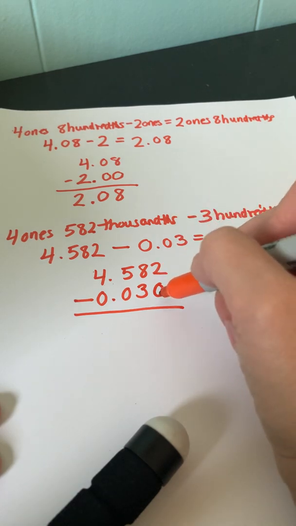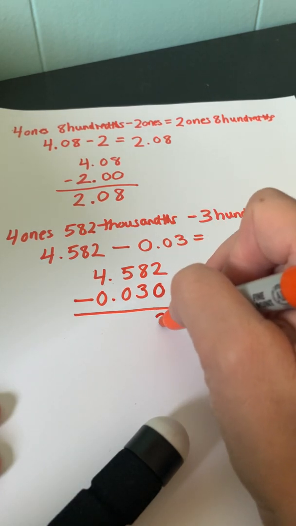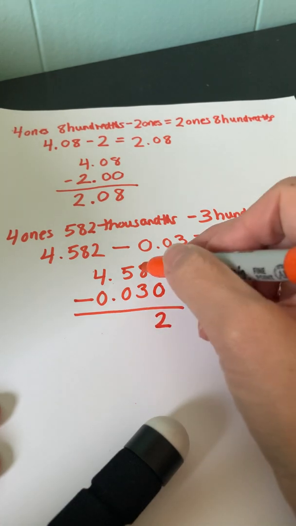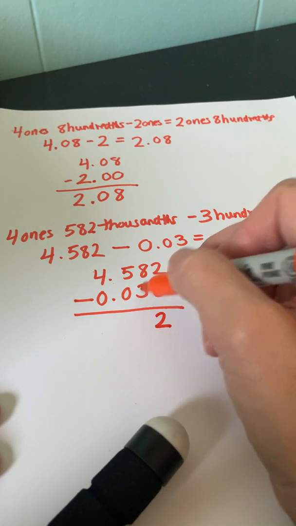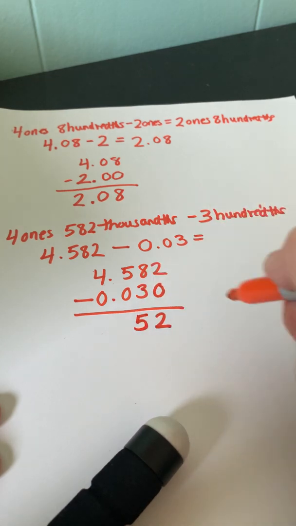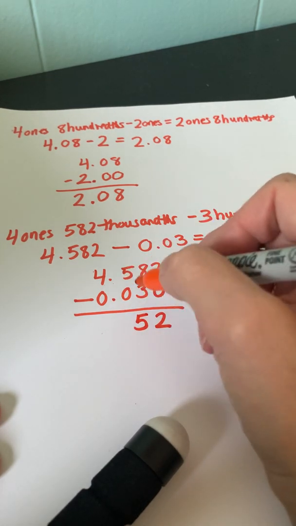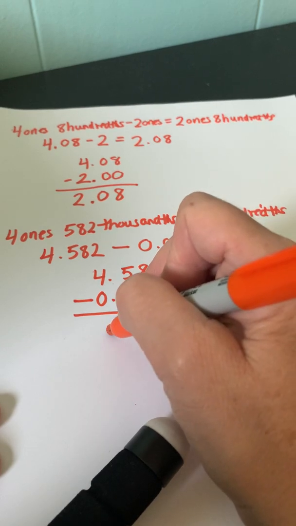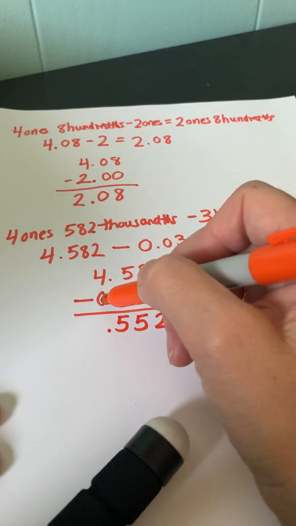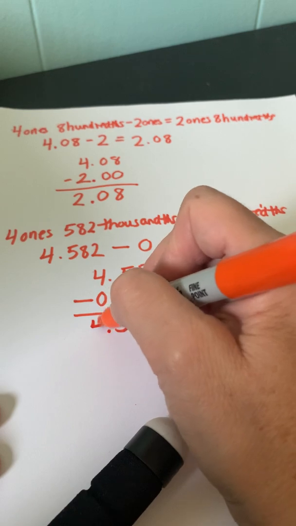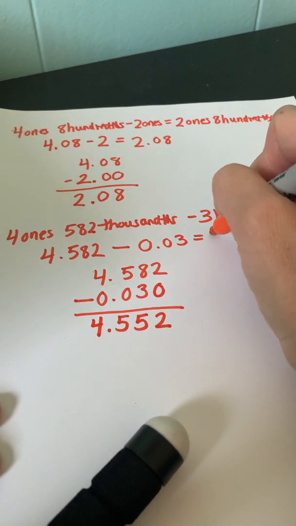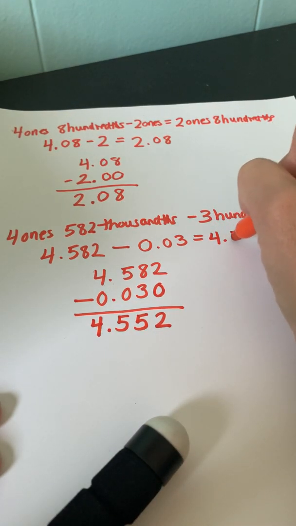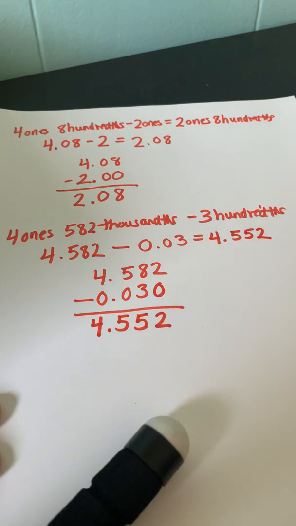2 thousandths minus 0 is 2 thousandths. 8 hundredths minus 3 hundredths is 5 hundredths. 5 tenths minus 0 tenths is 5 tenths. 4 ones minus 0 ones is 4 ones. And my answer is 4 and 552 thousandths.